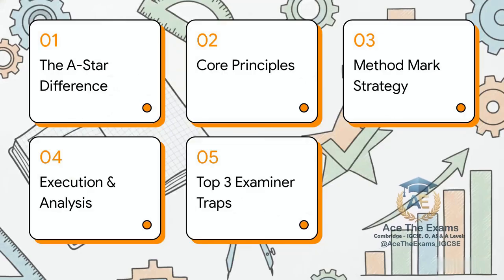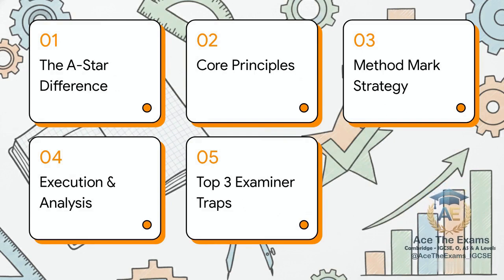Here is our tactical game plan for today. 1. The A-star difference. 2. Core principles and connections. 3. The method mark strategy. 4. Execution and critical analysis. And 5. Top 3 examiner traps. Let's get to it.